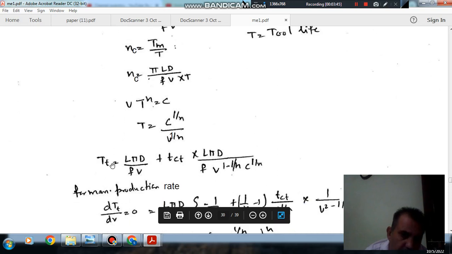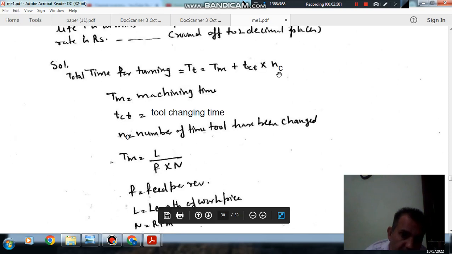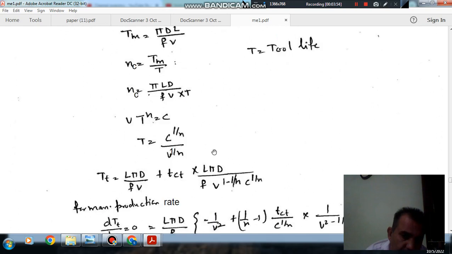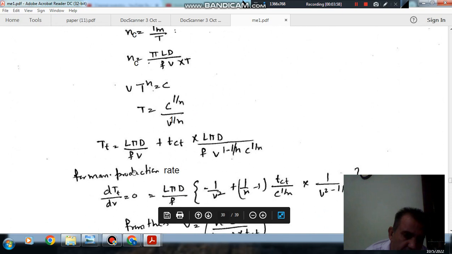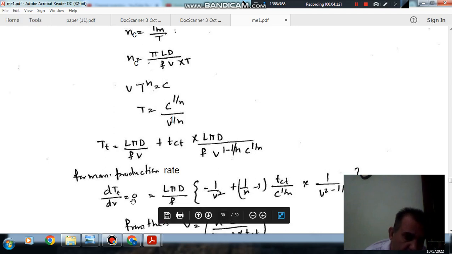Now the total time equation becomes: put in the value of Tm, put in the value of Tct, and put in the value of Nc. So this is your Nc. Now for maximum production rate, we have to minimize time, or we have to determine the velocity at which the total time is minimum. So differentiate it with respect to V and put it equal to 0. Here we can see that pi L D by F is common.